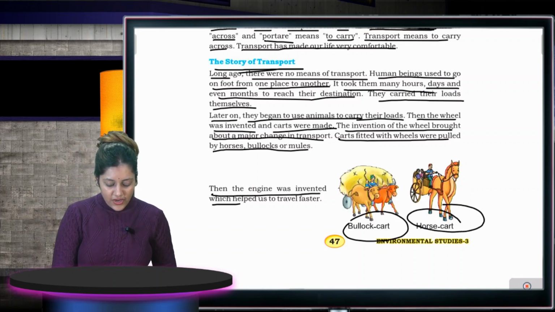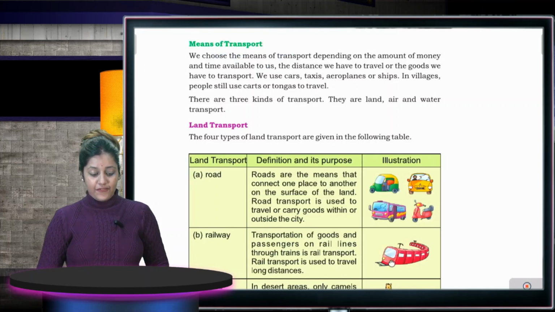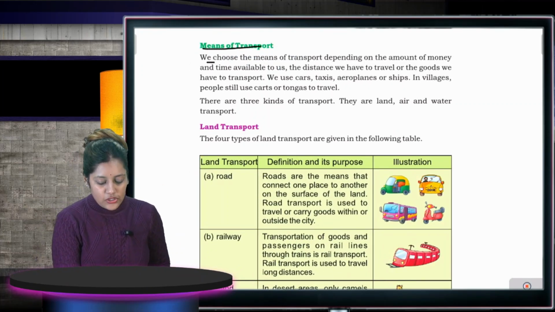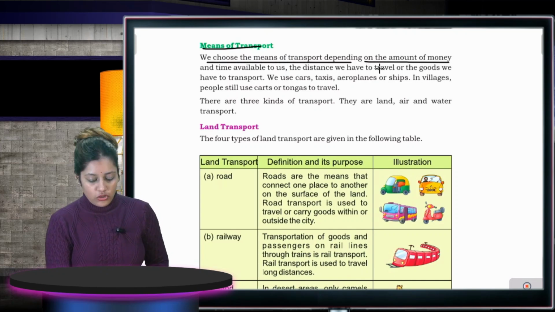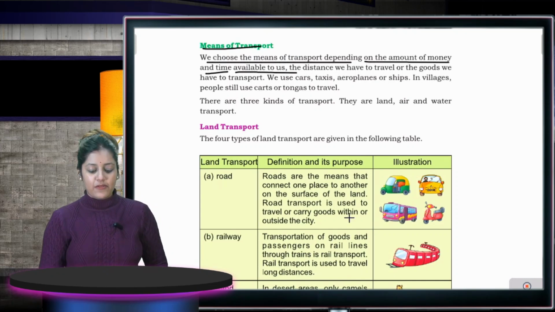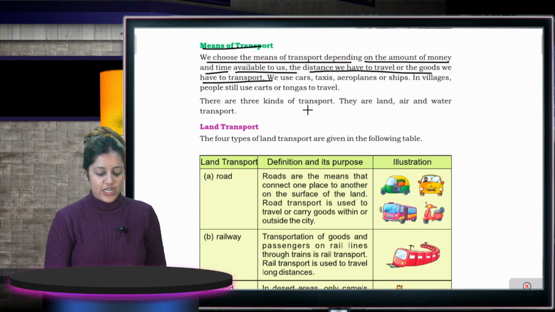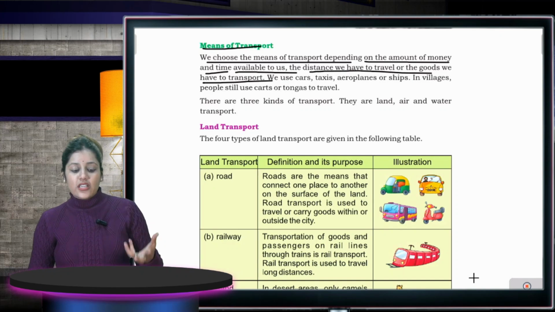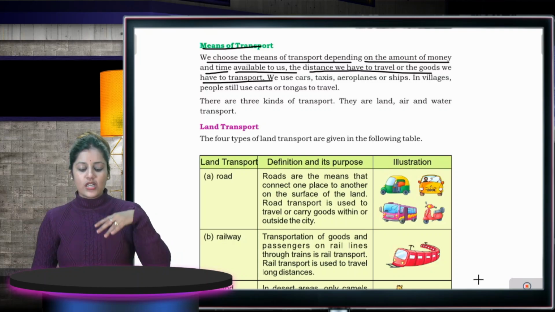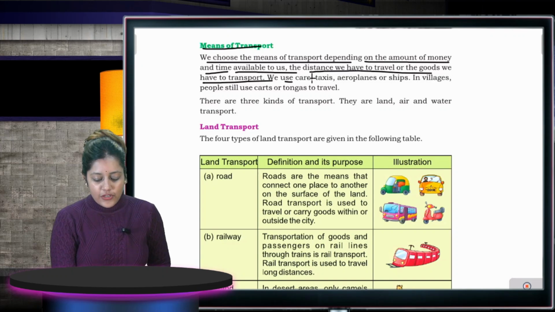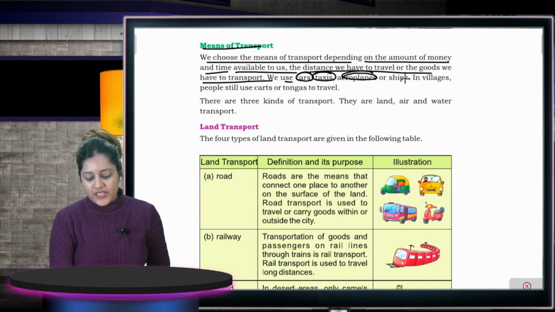Then the engine was invented, which helped us to travel faster. Means of transport: we choose the means of transport depending on the amount of money and time available to us, the distance we have to travel or the goods we have to transport. So there are many reasons to choose different types of transport. First is the amount of money, second is time, third is availability, fourth is the distance and fifth is the goods. We use cars, taxis, aeroplanes and ships.